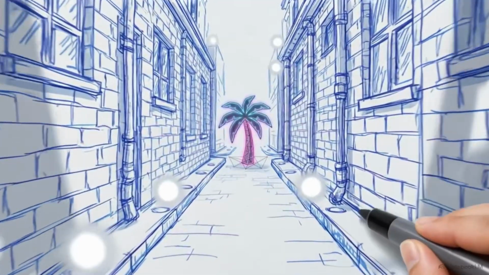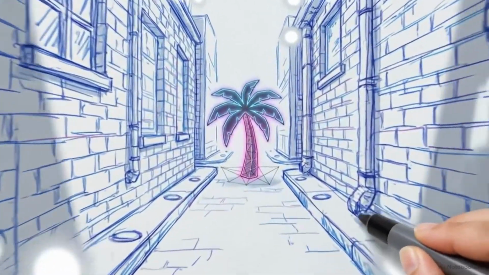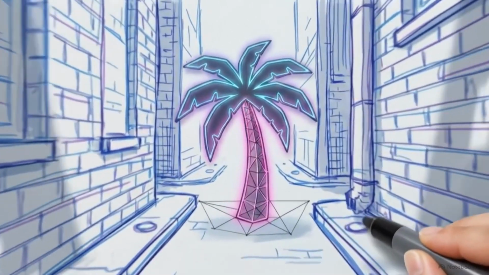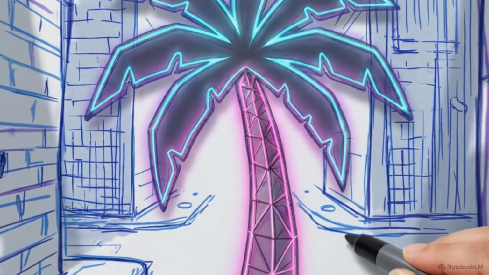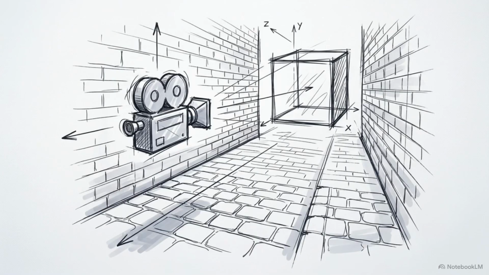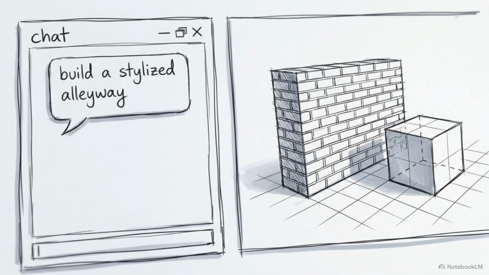This is a 5-second tracking shot through a stylized alleyway, ending on a brightly glowing neon palm tree. Every element of this environment, from the placement of the walls to the camera movement, was built using text prompts to bridge Claude AI and Blender.